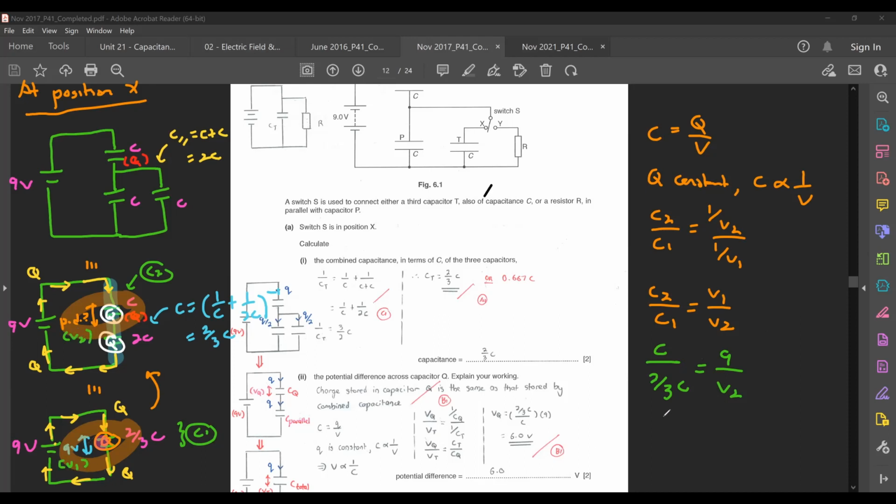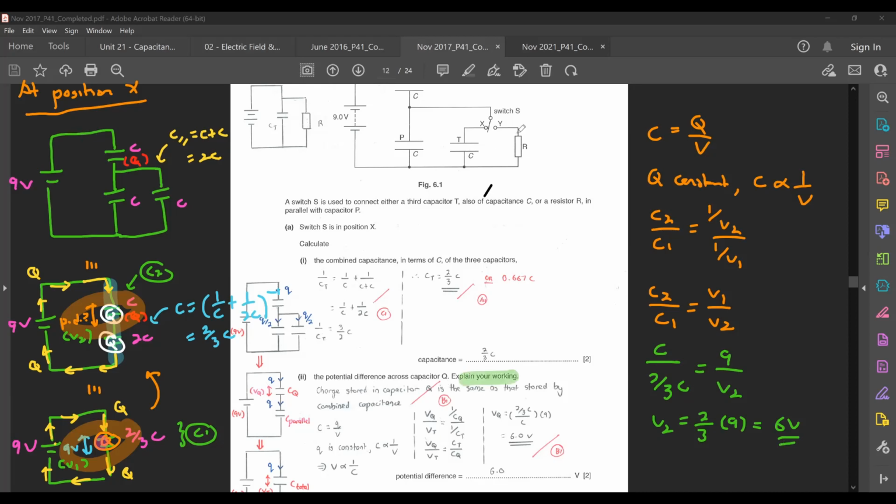Okay, so now my V2 would actually be 2 over 3 times 9, giving me 6 volts. Okay, so the answer is 6 volts. So how will you explain it?